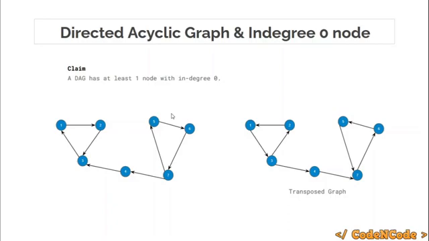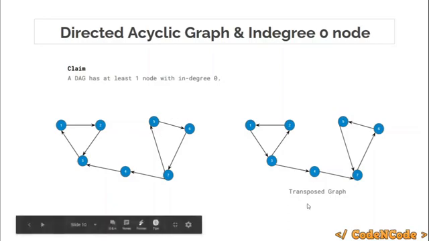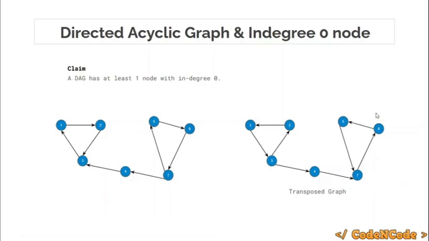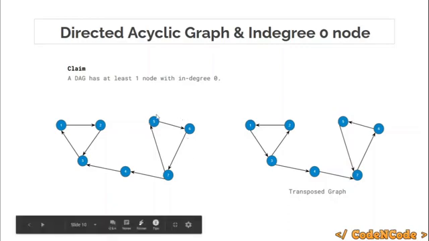What would happen if I talk about the same strongly connected component but in the transposed graph? Since in the original graph the in degree of this is 0, in the transposed graph the out degree of this would be 0, because in the transposed graph in degree converts to out degree and out degree converts to in degree. Now since this strongly connected component has 0 in degree, that means in the transposed graph this strongly connected component will have 0 out degree.